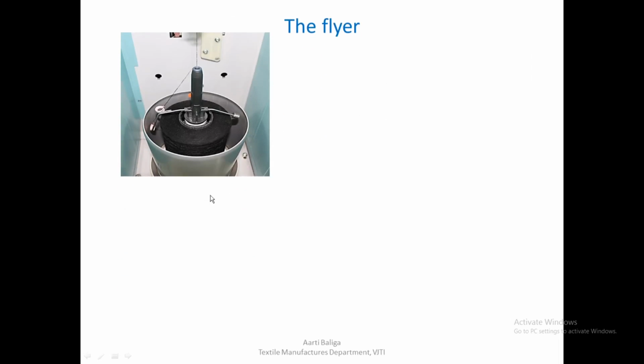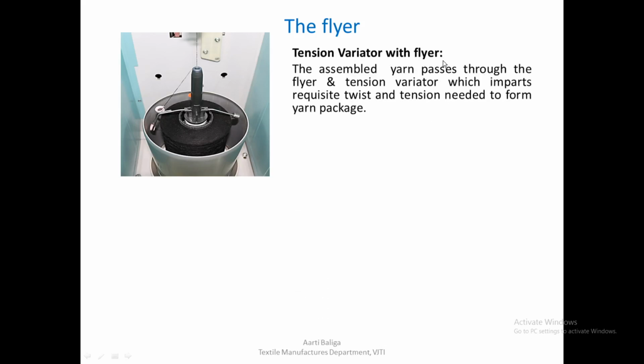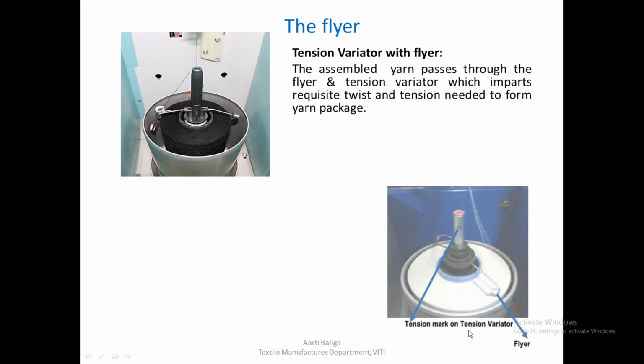So we come to the next part on the machine, that is the flyer. So this is the flyer which can be clearly seen here. Tension variator with flyer. So there is a tension variator along with the flyer. The assembled yarn passes through the flyer and the tension variator, which imparts requisite twist and tension needed to form the yarn package.